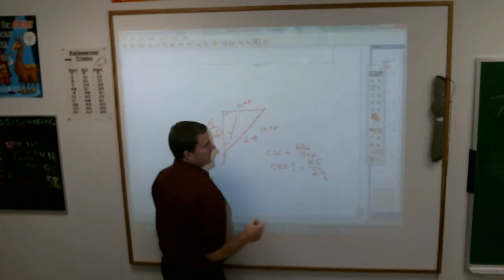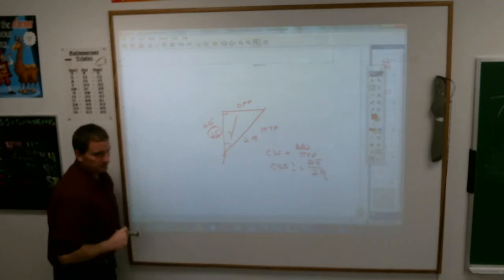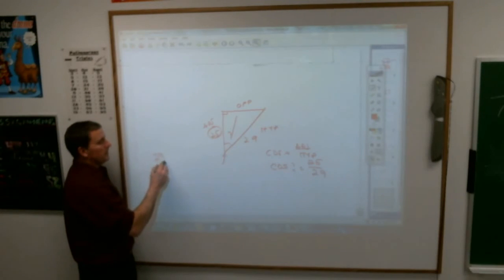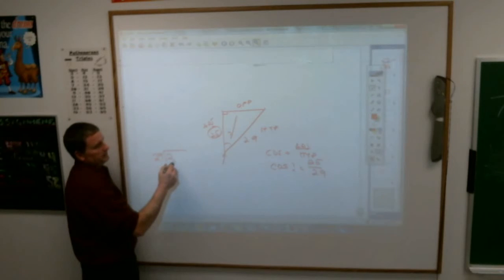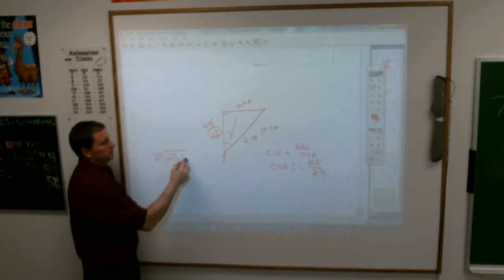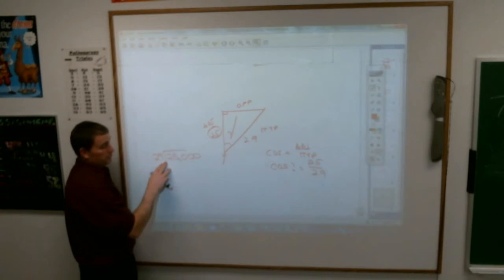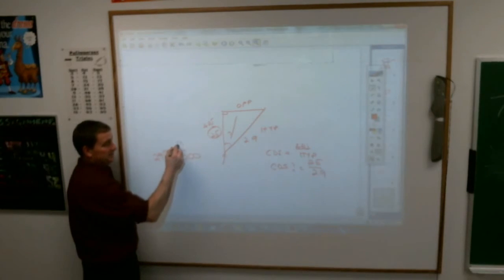29. And now, unfortunately, children, like I said, it'd be nice if you had a calculator, but this won't be too bad. If you do 25 divided by 29 and get the decimal, you'll be able to look up on your chart what degree angle that is. This is pretty close to 30, so I'm going to guess this is a 0.8.